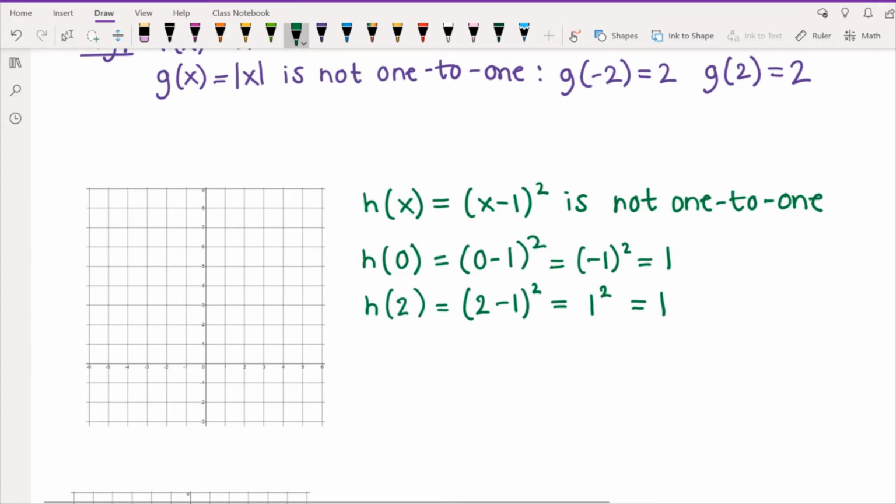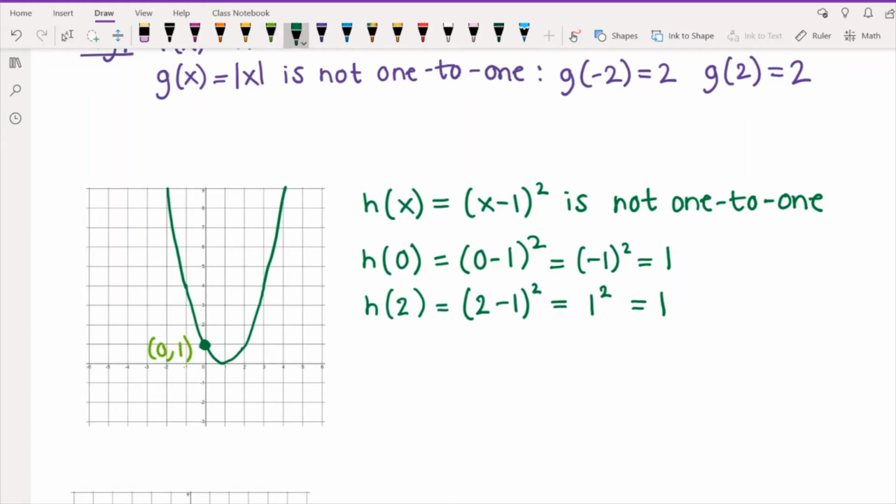So maybe let me just change the color of this to separate it out a little bit better. So what does the graph of this function look like? Well, we learned from transformations that it's going to be a parabola that's been shifted to the right by 1. So I'm just going to sketch the graph of this real quick. Okay, so it looks something like this. So how can we visualize this idea of not being one-to-one? Well, we have these two different points, right? We said that h of 0 is equal to 1. So let's point out where that point is. So h of 0 equaling 1, that would be referring to this point here, right? This would be the point (0, 1).